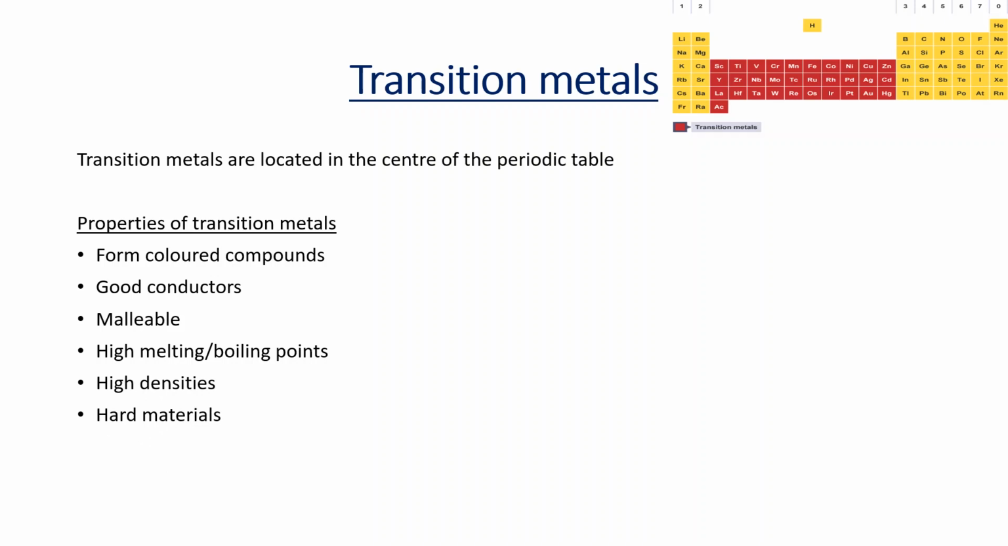Hard materials is important to note because the transition metals are tough metals, they are hard metals. Whereas if you were to look at the alkaline metals, for example, although they are a metal, they're actually really soft. If you were to take lithium, for example, you can cut lithium with a knife. They can also form a variety of different ions. An example here is with iron. You can get iron 2+ and iron 3+.